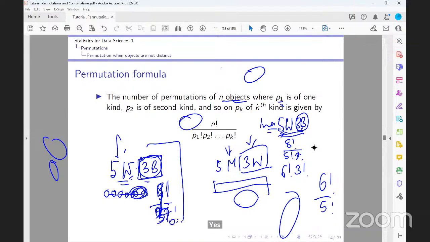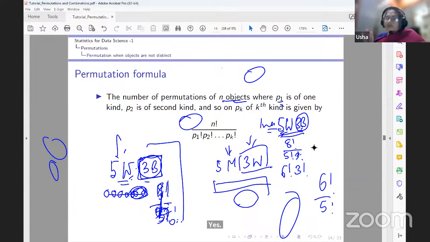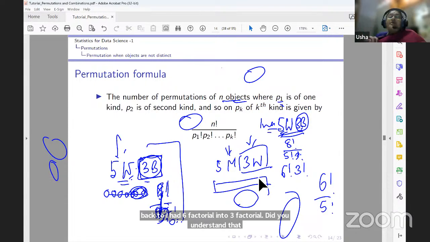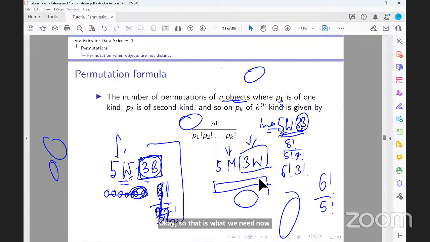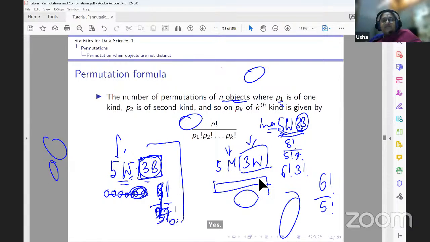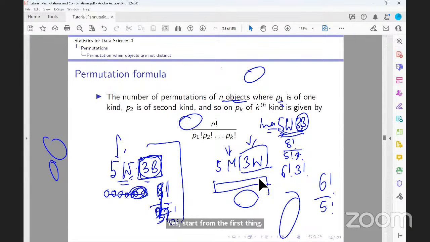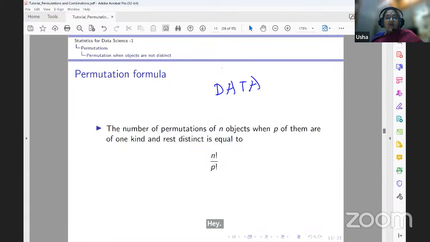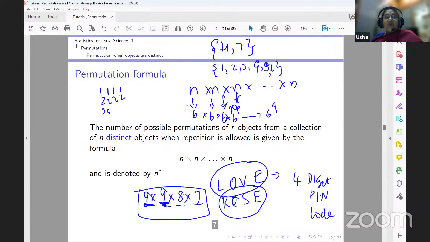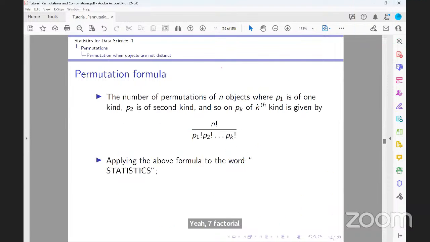Got it? Okay, so that is what we need. Now, what would happen if I'm arranging 5 men and 3 women in a circular fashion? Just start from the first thing. 5 men and 3 women are sitting at a circular table. How many ways can I arrange them? 8 minus 1, 7 factorial ways. So here it is 7 factorial provided my clockwise and anti-clockwise are different, that is what it says, right?